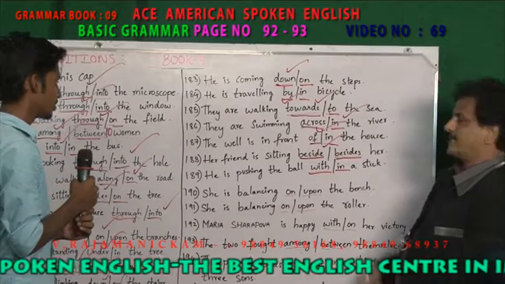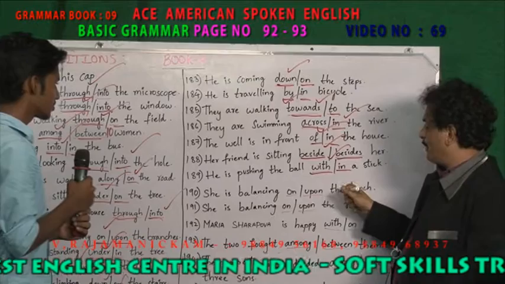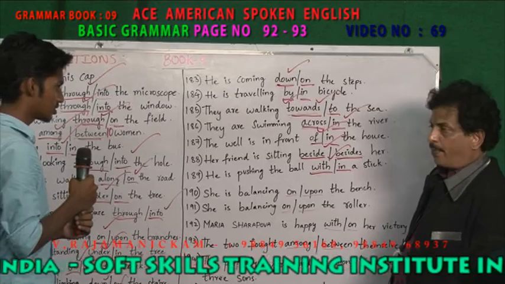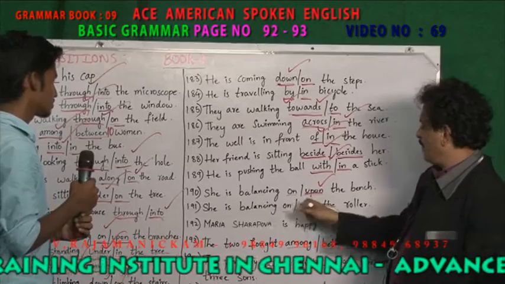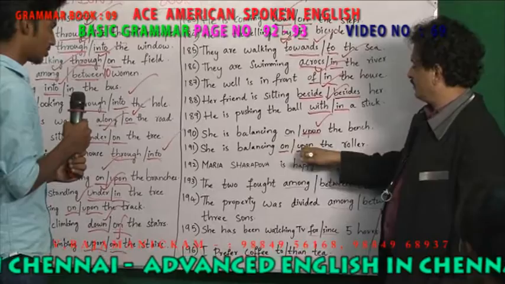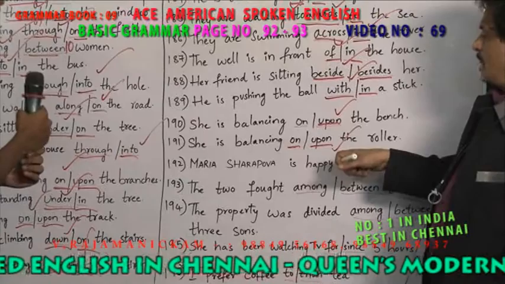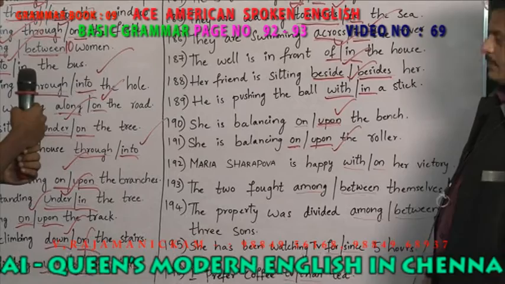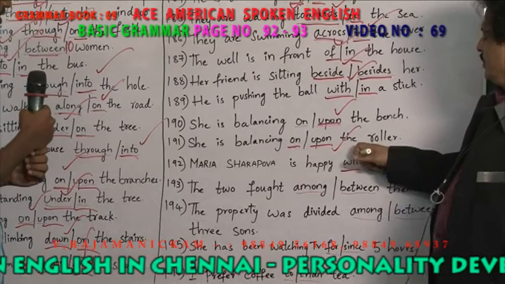She is balancing on the bench or upon the bench? She is balancing upon the bench, not on the bench, right? So she is balancing upon the roller or on the roller? Upon the roller would be correct. Maria Sharapova is happy with her victory or on her victory? With her victory.